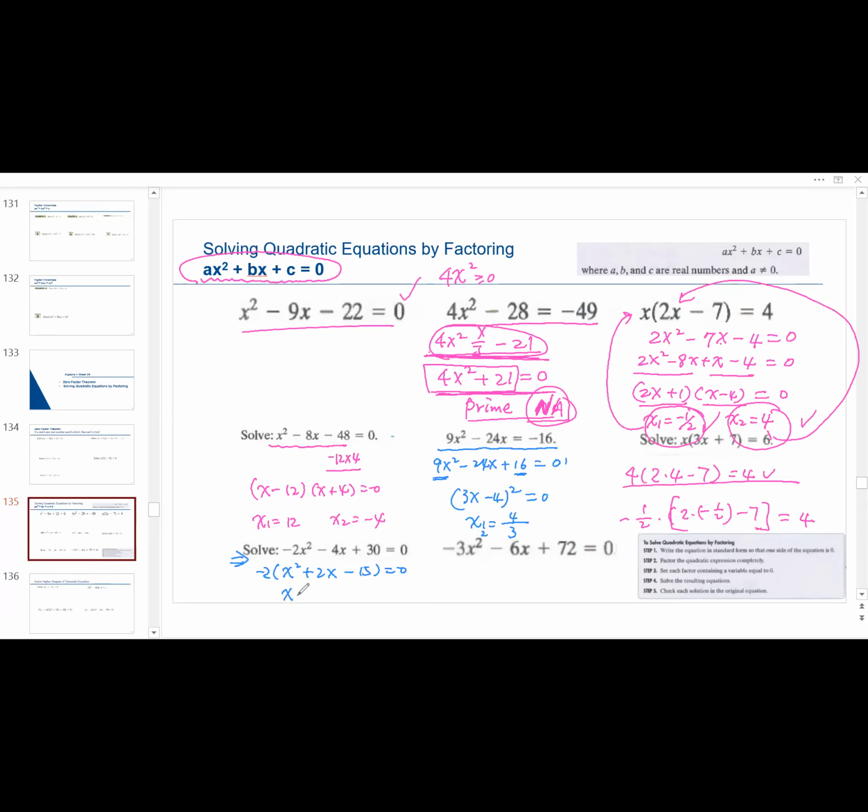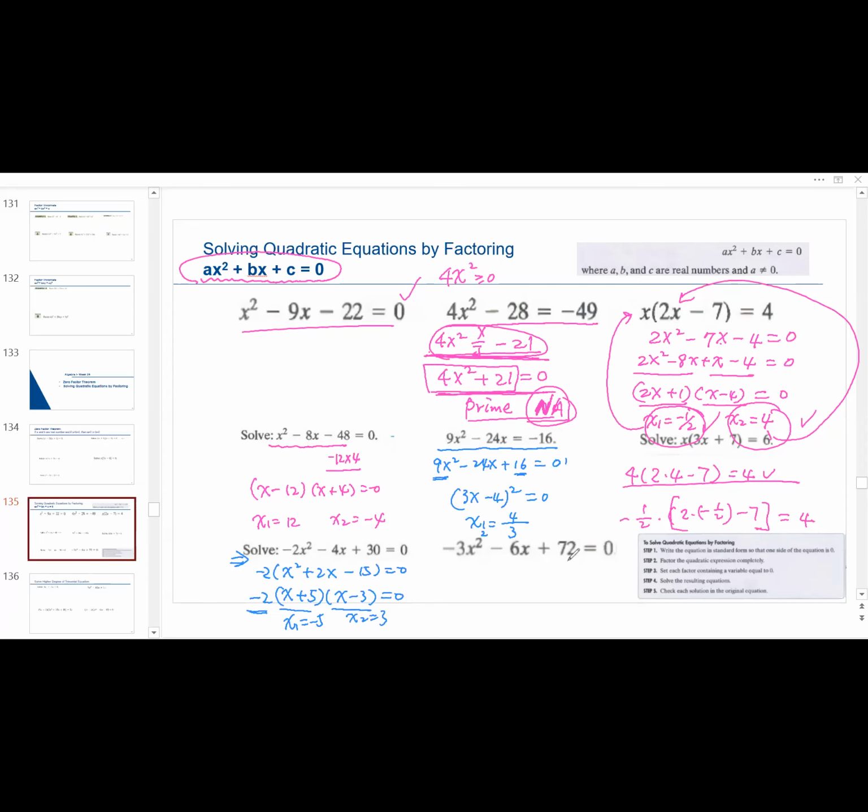So x plus 5, x minus 3, equals 0. You can factor this into here. Of course, you can copy it down here. So this is 3 factors: first factor, second factor, third factor. We say at least one of the factors needs to be 0. -2 is already defined and cannot be 0. So we can say x1 equals -5, x2 equals 3, right? 3 of them.